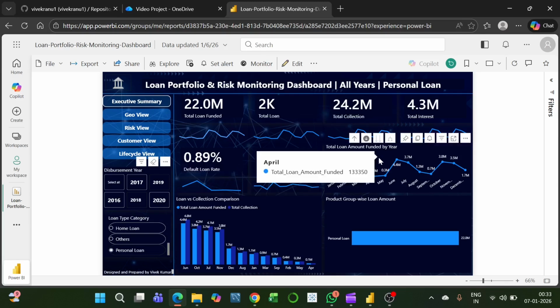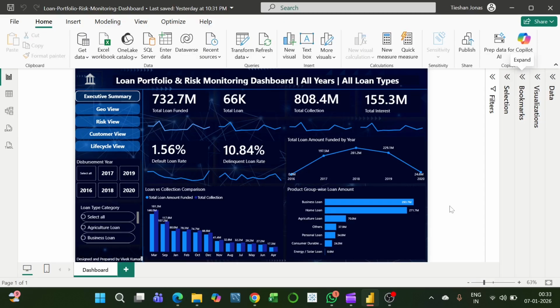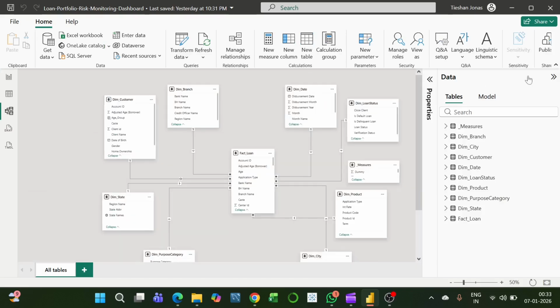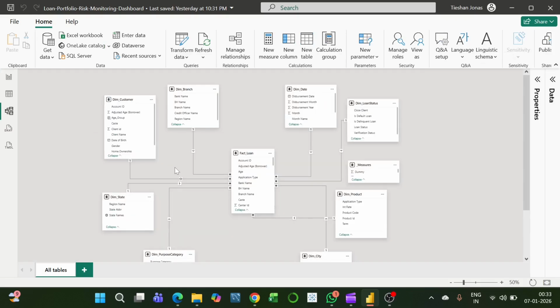Now, from a technical perspective, this dashboard is built using enterprise business intelligence best practices. The data model follows a star schema with the fact table connected to clean dimension tables. These are all the dimension tables and this one is the fact table. The dimension tables are branch, customers, state, purpose category, city, product, loan status, and date.